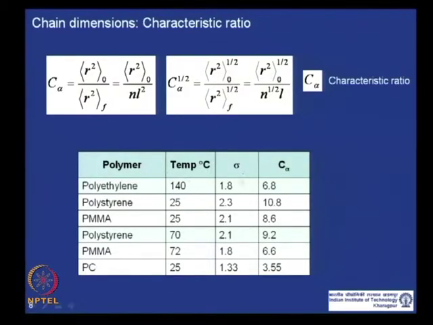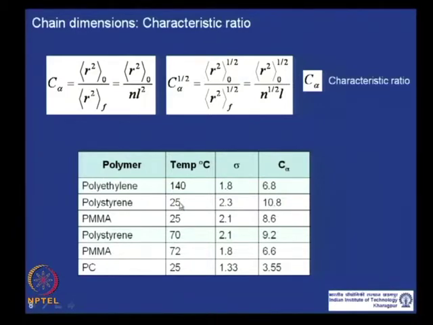Let us compare a few numbers for this steric factor and characteristic ratio for a few polymers at different temperatures. Obviously, as we discussed, we would expect polyethylene to be much less stiff than a polystyrene molecule. So, the steric factor and the characteristic ratio for polystyrene are higher than polyethylene. PMMA has a less bulky side group, so it is expected to have lower stiffness than polystyrene, and these numbers are lower than polystyrene.